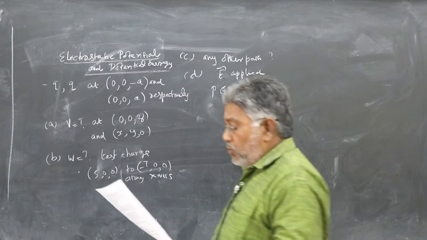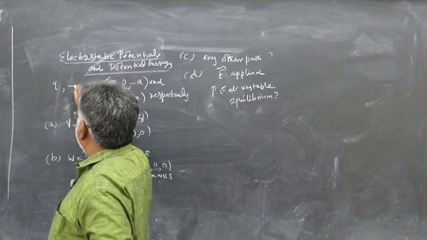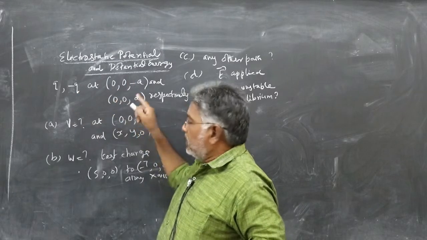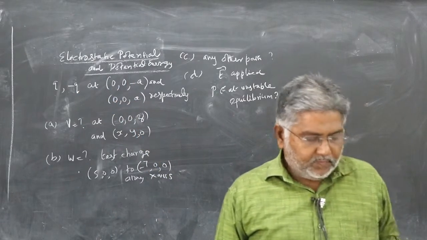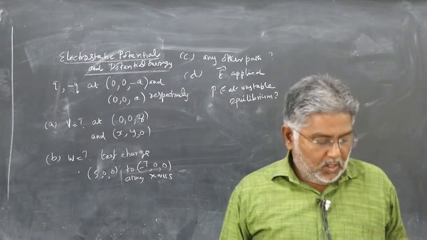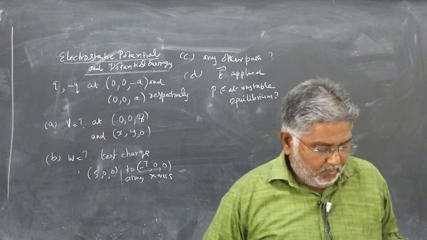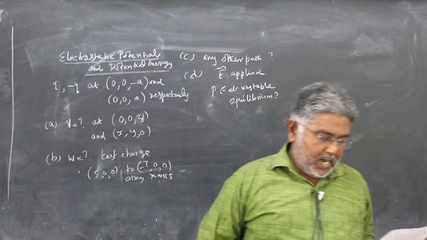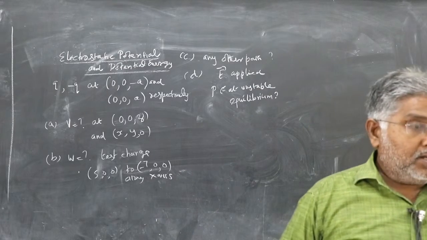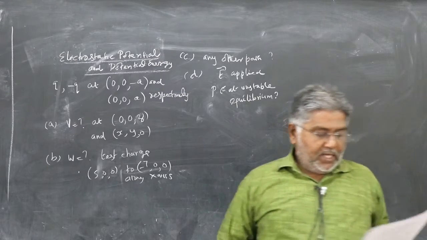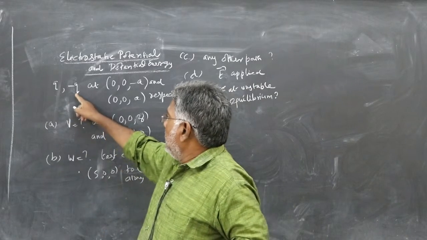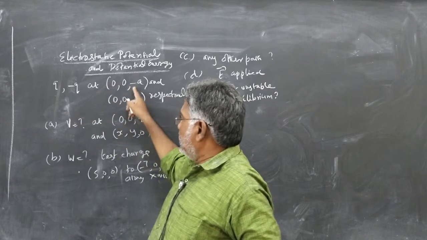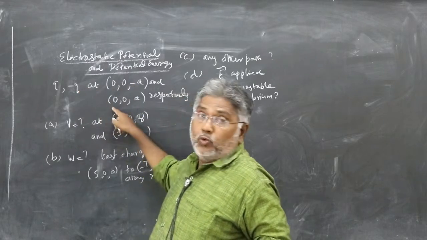Two point charges plus Q and minus Q are located at points 0, 0, minus A and 0, 0, plus A respectively. That is plus Q at 0, 0, minus A, and minus Q at 0, 0, plus A. Note that plus Q is at 0, 0, minus A and minus Q is at 0, 0, plus A.